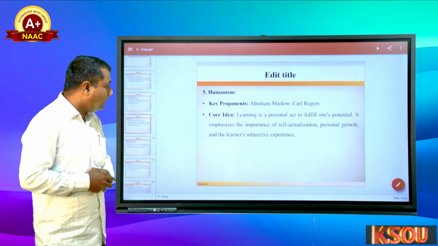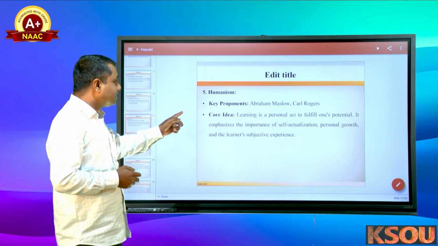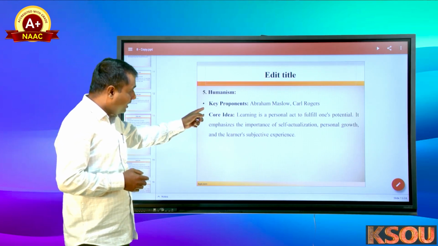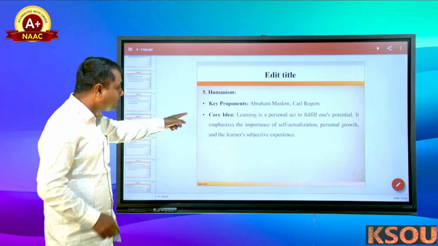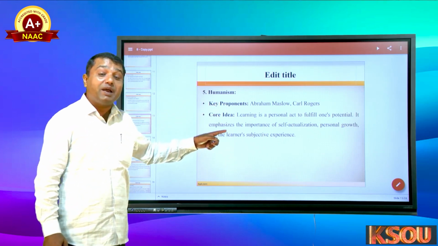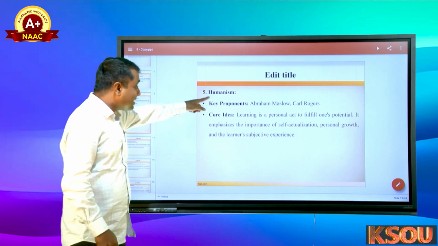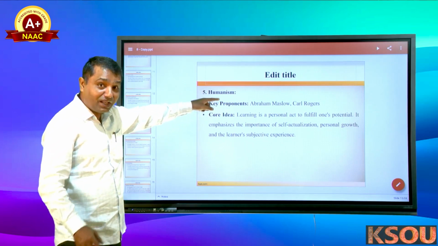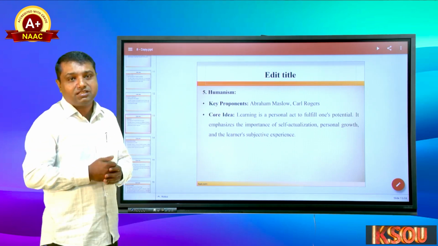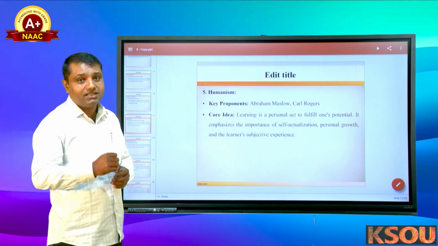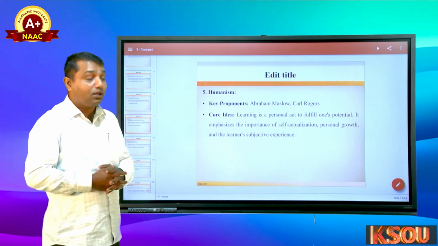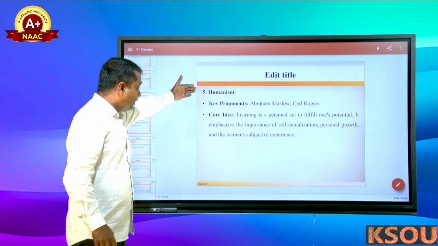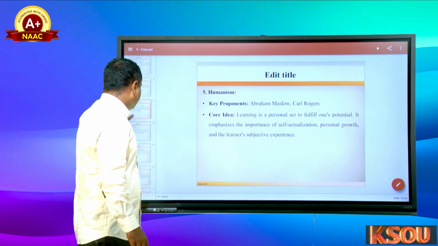Next is humanism theory. What does it say? It says learning is a personal act to fulfill one's potential. It emphasizes the importance of self-actualization. Abraham Maslow defines 5 levels of needs: basic human needs, social needs, and like this it will go up to self-actualization. This is defined in humanism.